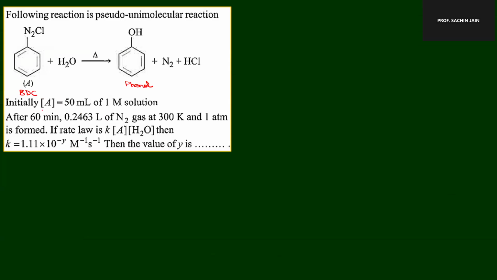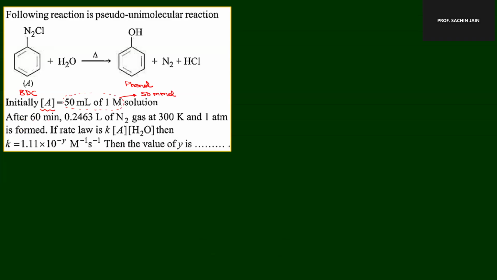So initially, the concentration of A, the BDC concentration, is 50 ml of 1 molar solution. 50 ml 1 molar से क्या समझेगा? You can find initial number of moles. Always remember, whenever molarity and volume is given together, multiply to get the moles. Thumb rule याद रखना. Molarity, volume given together, multiply to get the moles. I will get 50 millimoles.